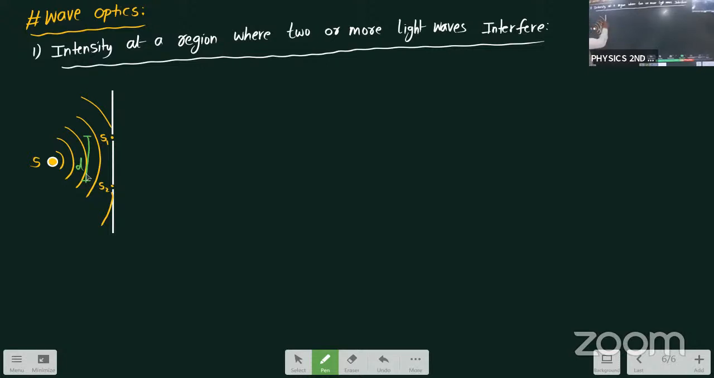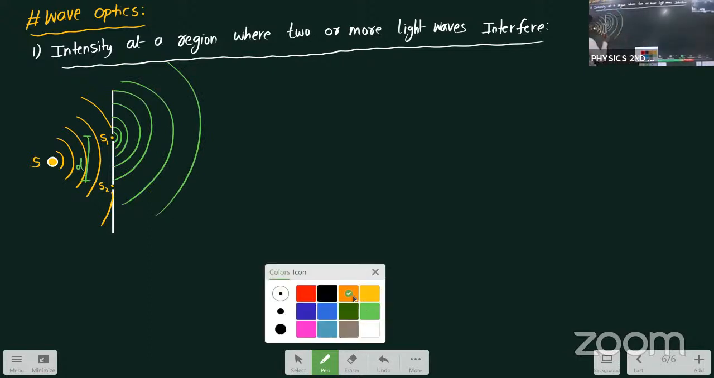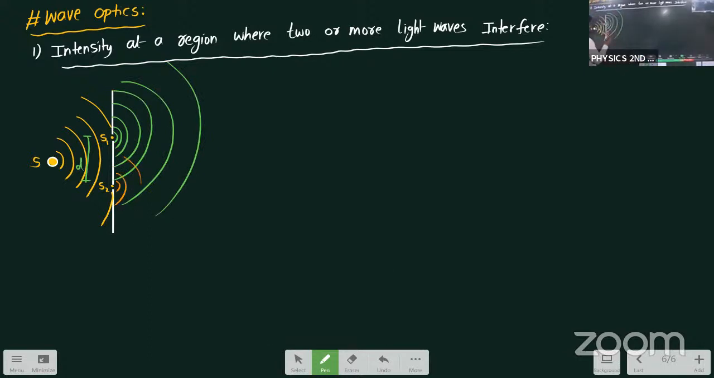Now, these spherical waves are falling on a slit. The cardboard consists of two small slits, two small openings. Now, these two small openings will behave like secondary sources. Which type of sources? Secondary sources. Again, they will start to emit waves from here, something like this. This source S1 will emit waves, something like this. Next, source S2 will also emit waves, something like this. We'll be getting a pattern, something like this here.